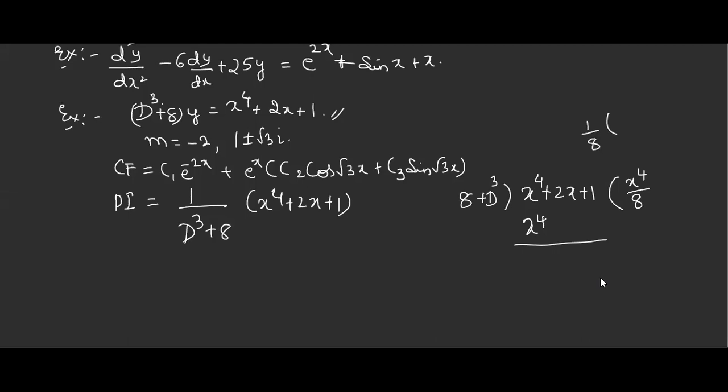What is the first order derivative of x raised to 4? 4x cube. Then again, what is the derivative? 4 threes are 12x square. Again, what is the derivative of 12x square? 12 twos are 24x. So here you can cancel. 8 ones are 8, 8 threes are 24. What will you get? 3x plus 3x.